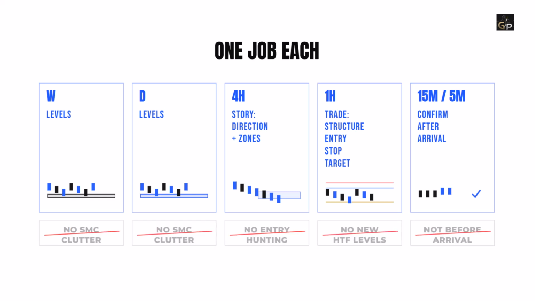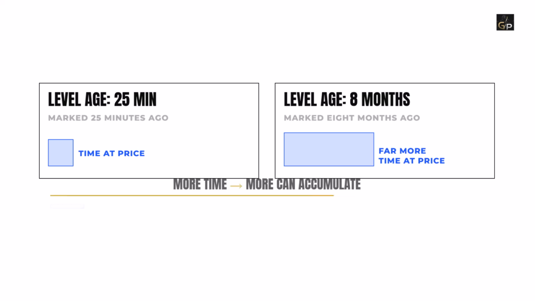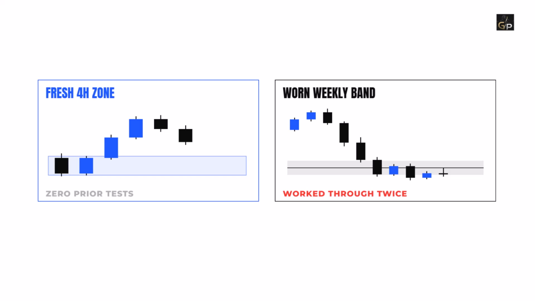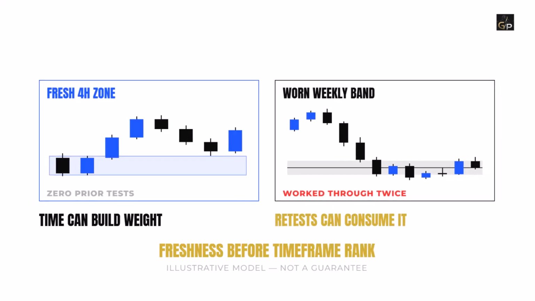Each time frame gets one job. Weekly and daily give you levels. The 4-hour gives you the story. The 1-hour gives you the trade. And the lower 2 confirm after arrival. Nothing else goes on those charts.